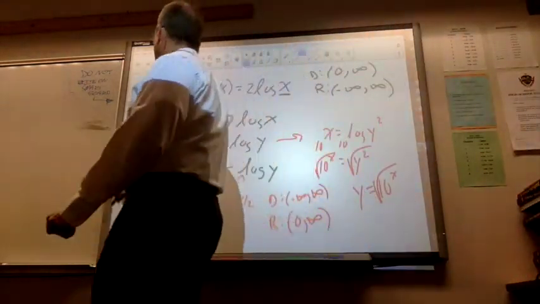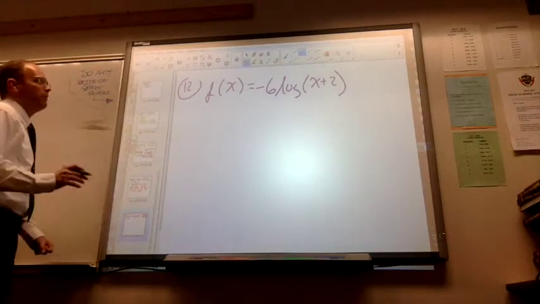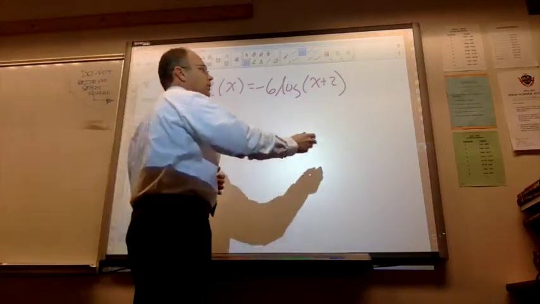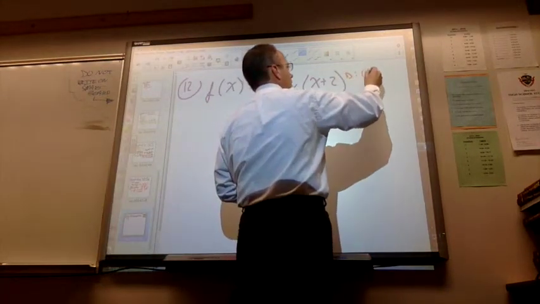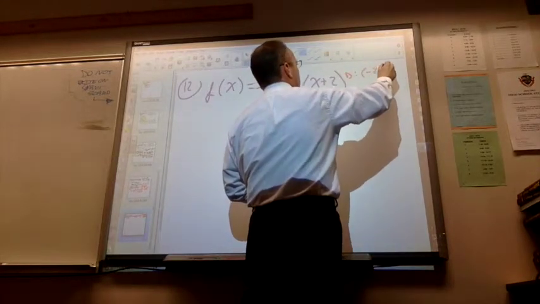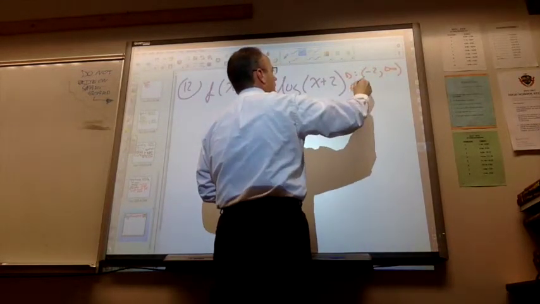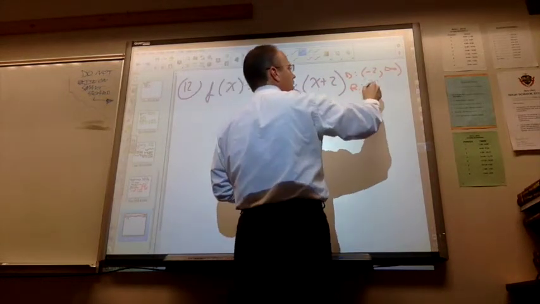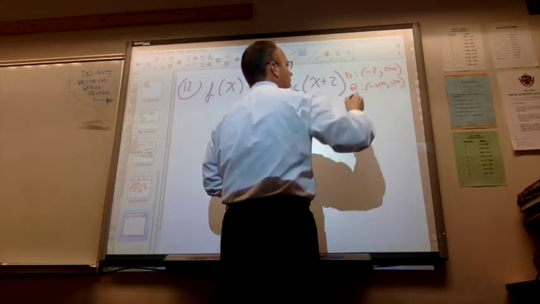All right, almost done. Last one. See if we work through this one real quick. Domain, smallest value I can plug in is negative 2 to infinity. Range, if I make this become a decimal between 0 and 1, negative to positive infinity.